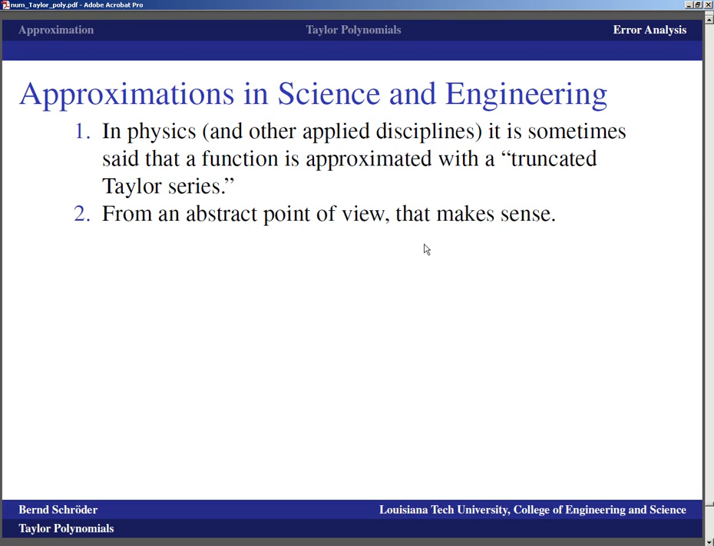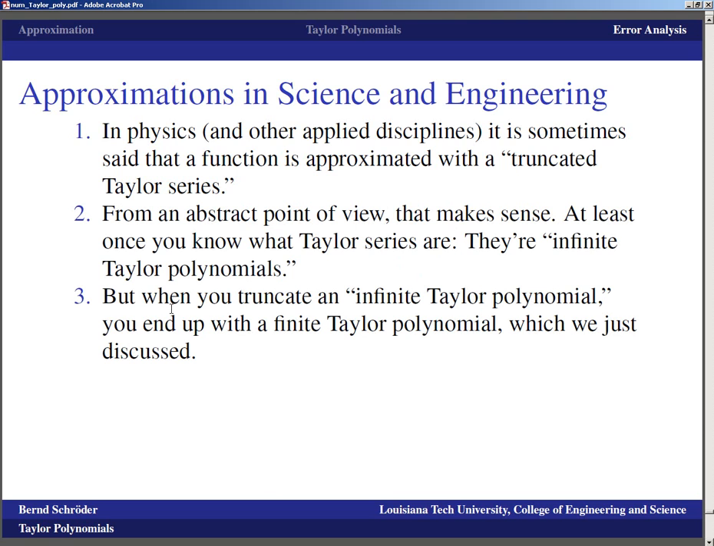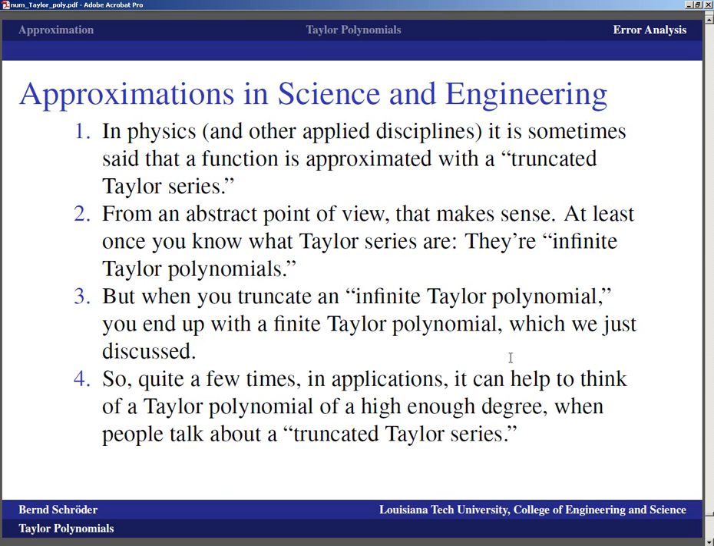Well, from an abstract point of view, that makes sense, because once you know what Taylor series are, and they are infinite Taylor polynomials, if you truncate that thing, you're back with a Taylor polynomial. So when you truncate this infinite Taylor polynomial, we end up with a finite Taylor polynomial, and that's what we just discussed. So quite a few times, if this more complicated language, which actually has a solid abstract base also, is being thrown around, and you haven't quite seen all the abstract stuff behind it, it can help to think of just a Taylor polynomial of a high enough degree when people talk about a truncated Taylor series.